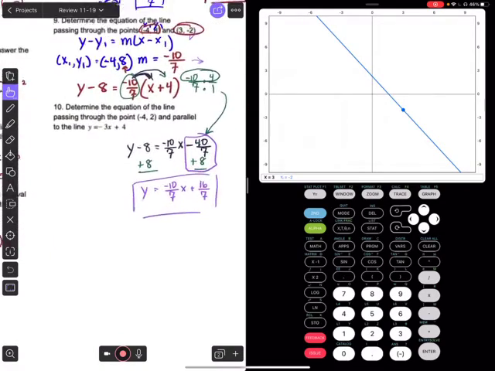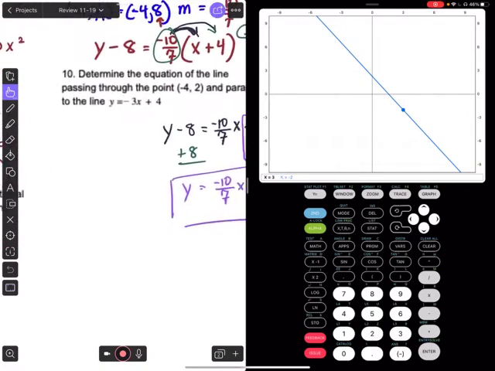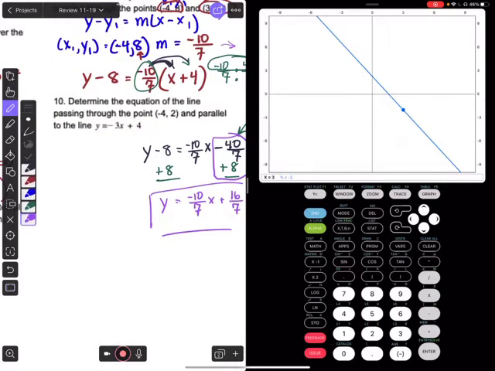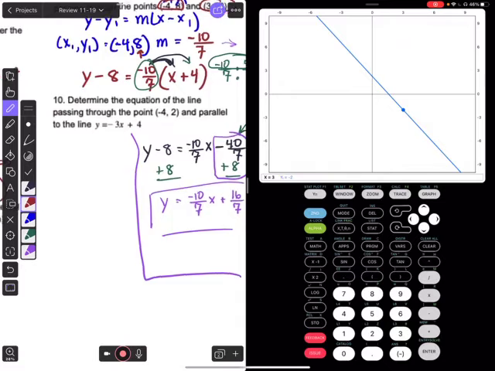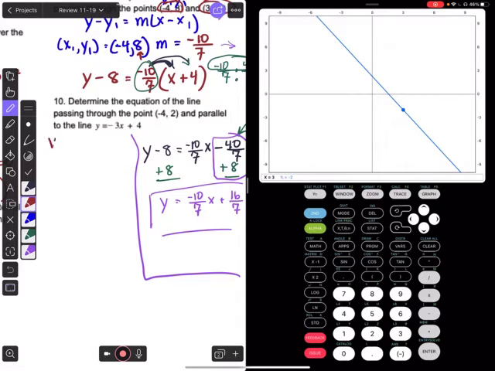All right, so here comes number 10. Determine the equation of the line. So let's see if we can section all that stuff off. Determine the equation of the line. So I'm going to write this guy down again. I'm going to realize I need a point. See, they gave me a point. What else do I need to know about this line?